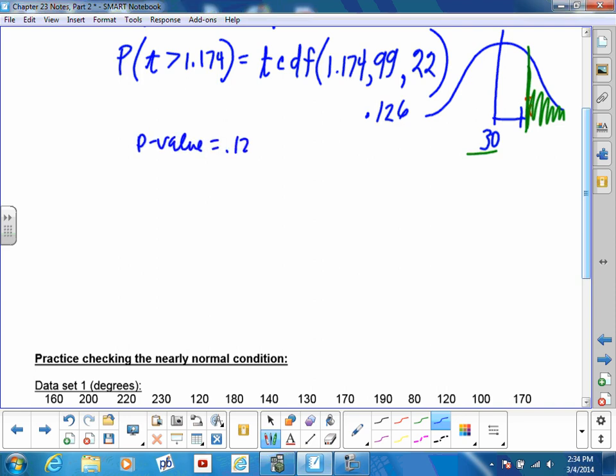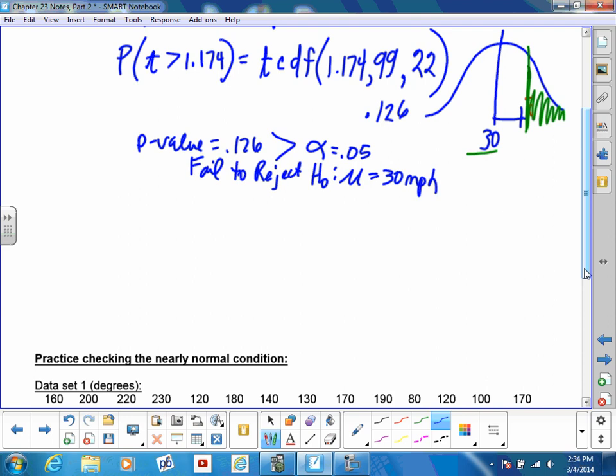of 0.126 is greater than alpha 0.05, and so therefore my conclusion is to fail to reject the null hypothesis that says mu is 30 miles per hour. I'm putting this right here because I still get some people making wrong conclusions, and I wonder if you wrote that there, if it would help you. I don't know.